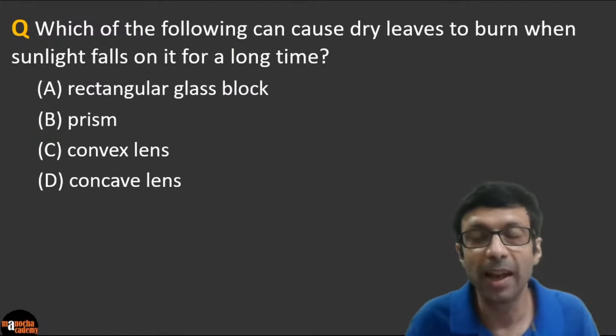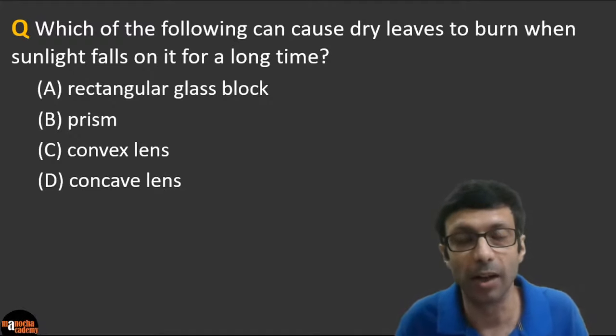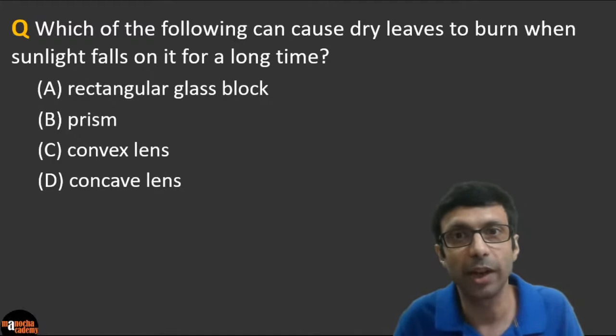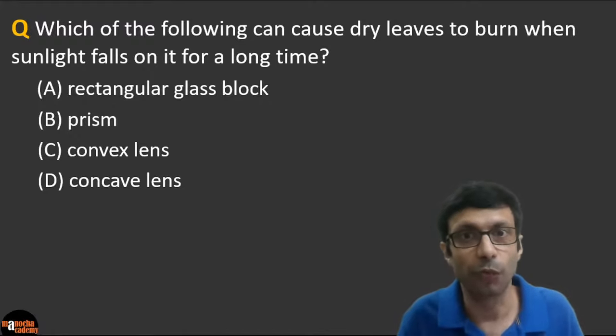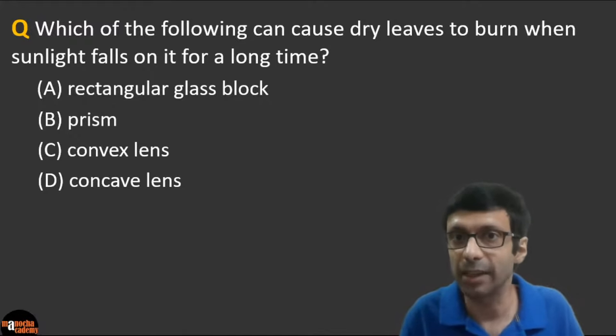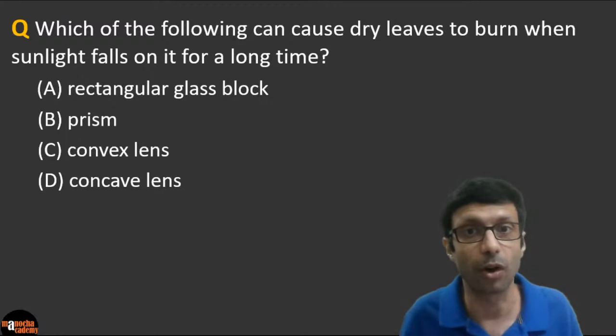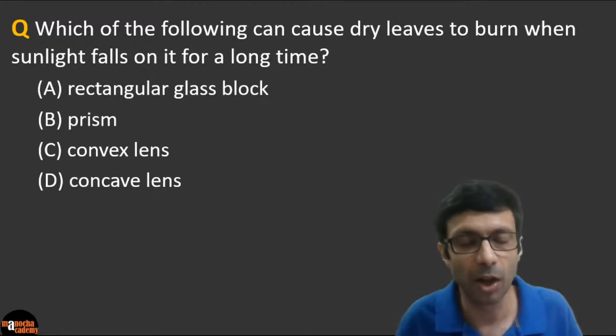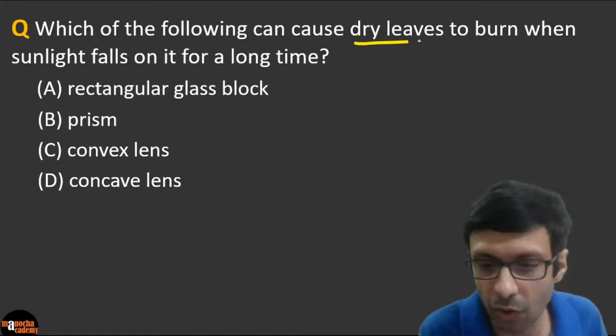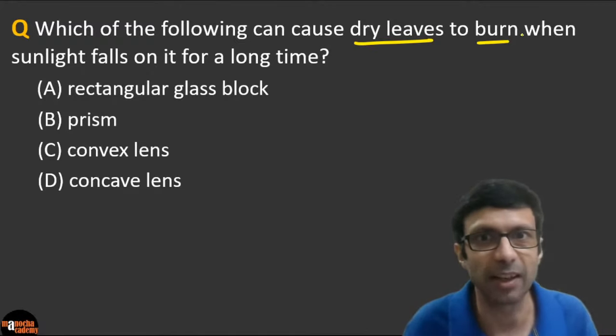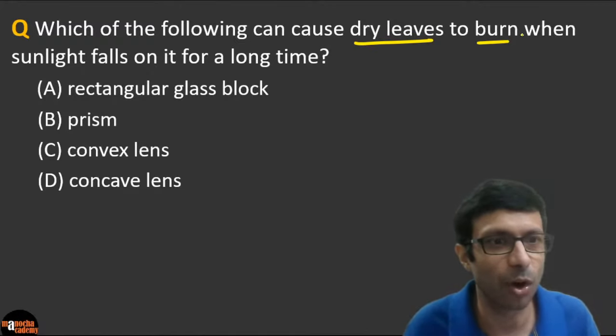Which of the following can cause dry leaves to burn when sunlight falls on it for a long time? So if you have sunlight falling, let's say on a rectangular glass block or a prism or a convex lens or a concave lens, which of them can cause the dry leaves to burn? What do you guys think here? Come on, I want all of you to try.